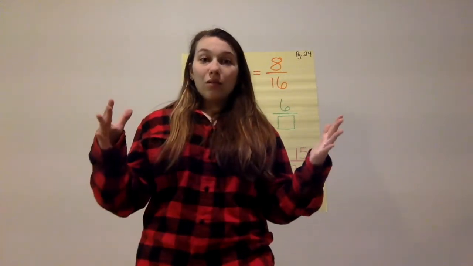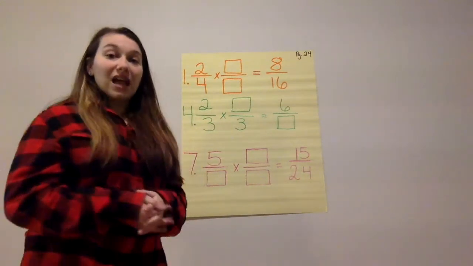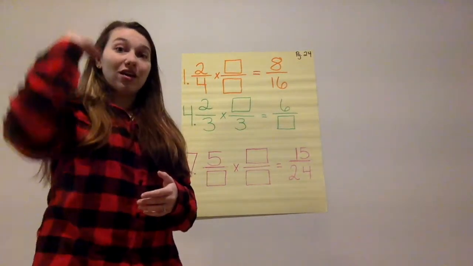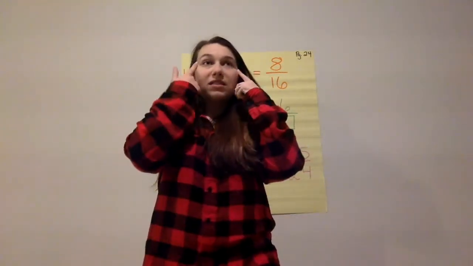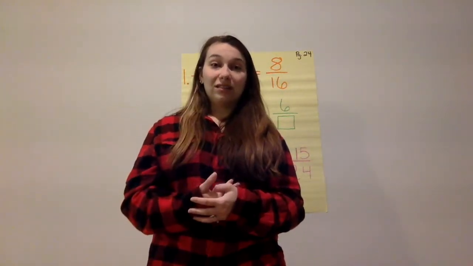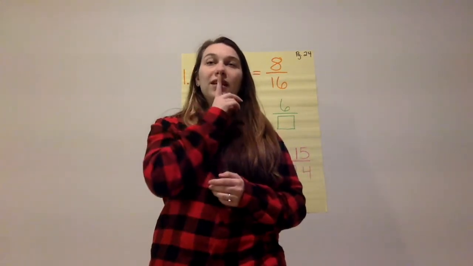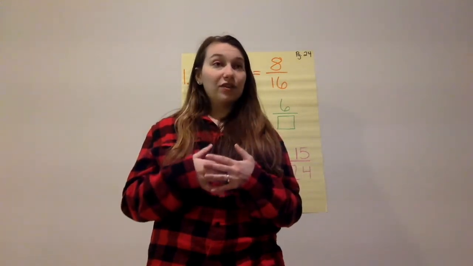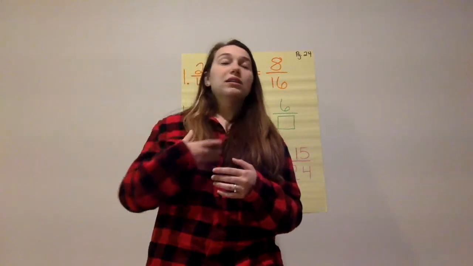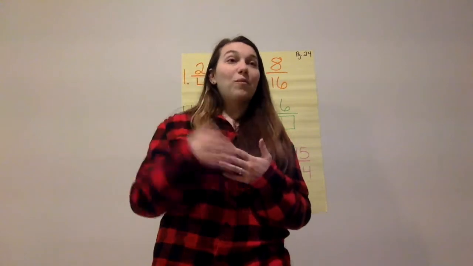So once you get there, you should be on question number 1. And it says 2/4 times blank over blank equals 8/16. So take a minute of private think time. What do you already know about equivalent fractions? Okay? What do we already know? Take a minute. If you still want to think for just a couple of minutes, pause the video. Take a moment. Think about it. Write it down. If not, we can move on.